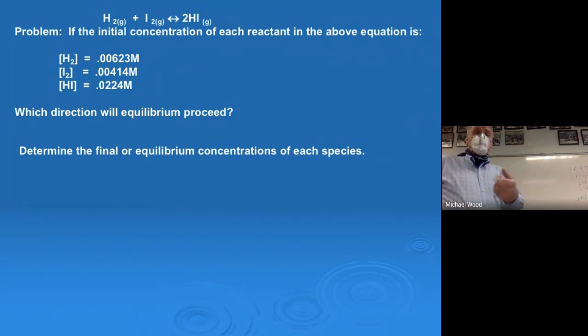And then we had this thing Q. I did yesterday the question about which direction equilibrium will proceed. We said that the value for Q was 19.45, and remember, we put them on a number line. This is the way that makes the most sense to me. Here's K, which is 54.3, and I determined Q to be 19.45. Remember, Q always moves towards K, so this is the answer to that first question. This is going to proceed to the right.